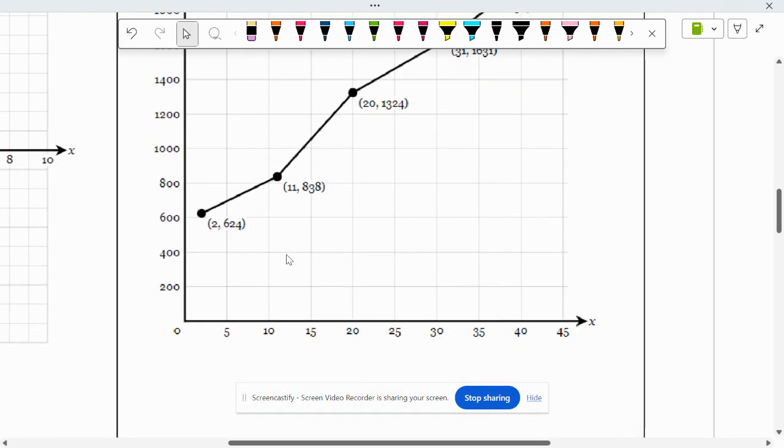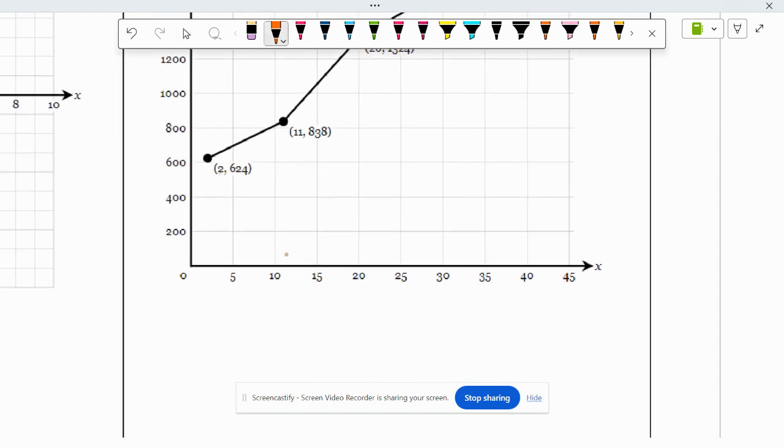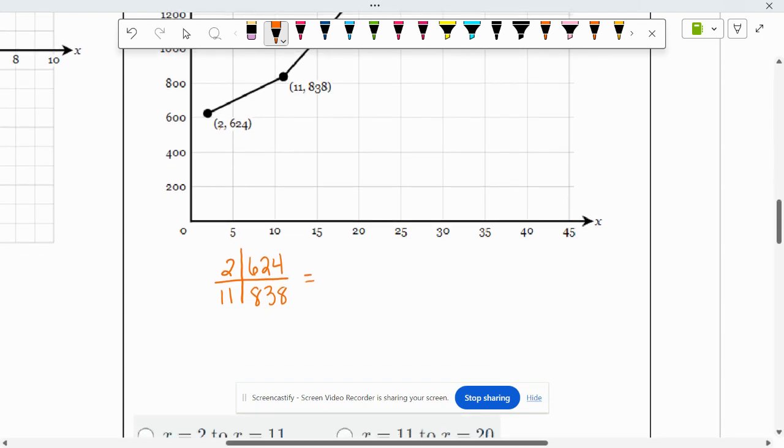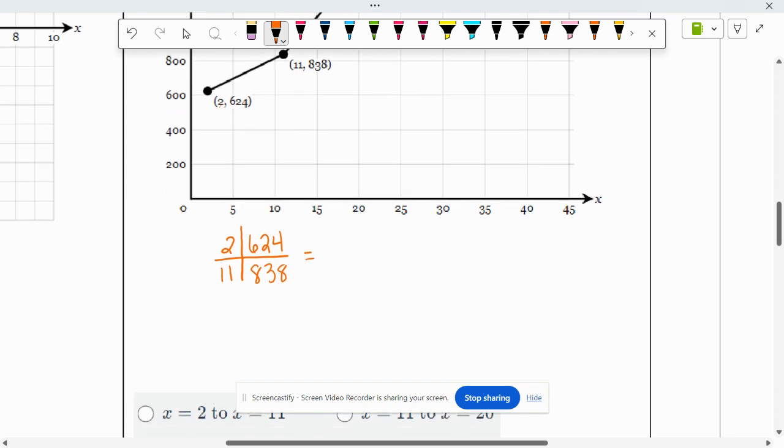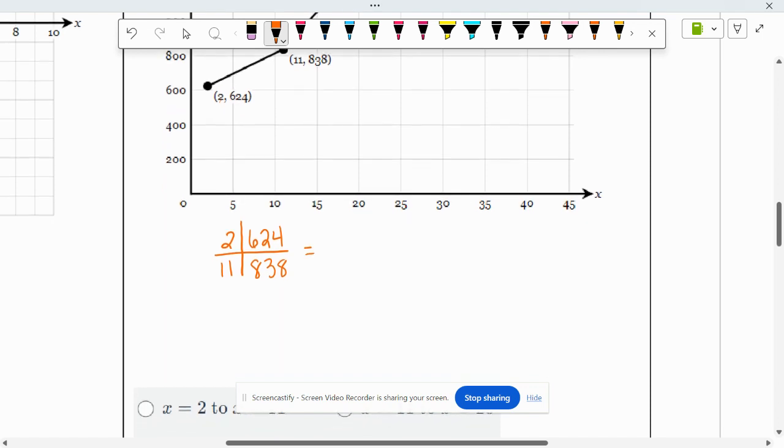Okay. So let's check the interval from 2 to 11. When x is 2, my output is 624. And when x is 11, my output is 838. So what is the difference between the y's? Take 838 minus 624 and tell me what you get. 214. Yep. What about 11 minus 2?